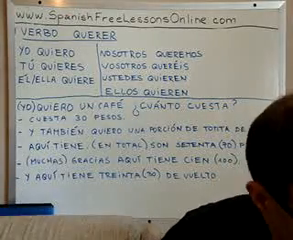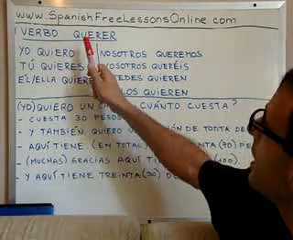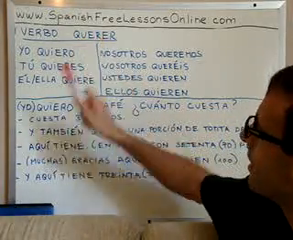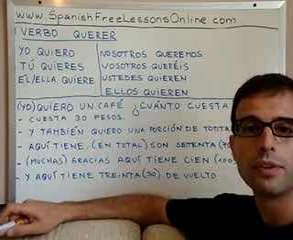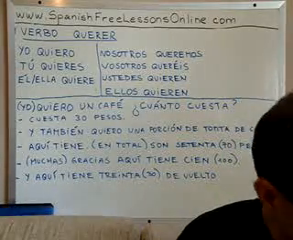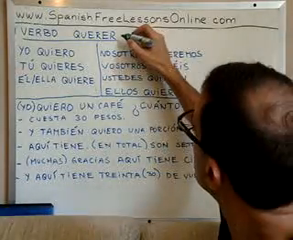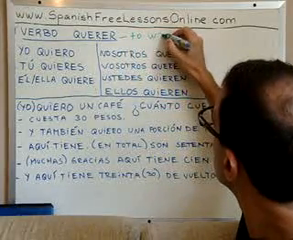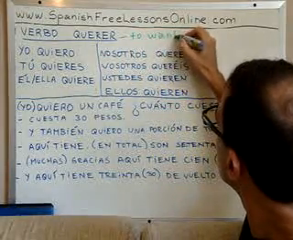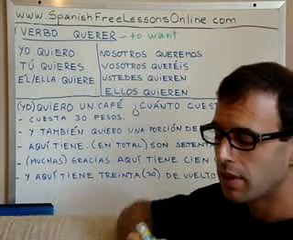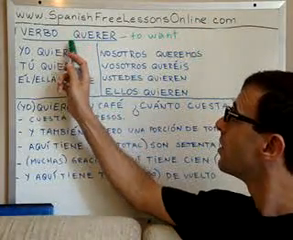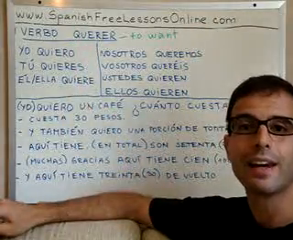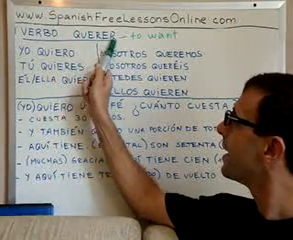The verb we'll see now is the verb querer. Querer means to want. Let's write it down here. To want. Try to pronounce the words querer, querer.